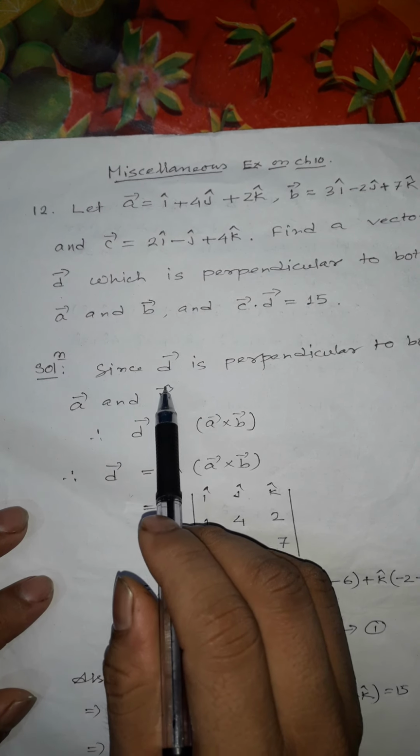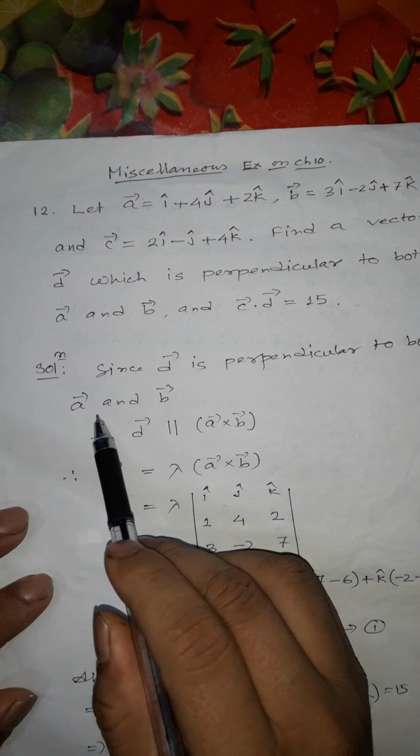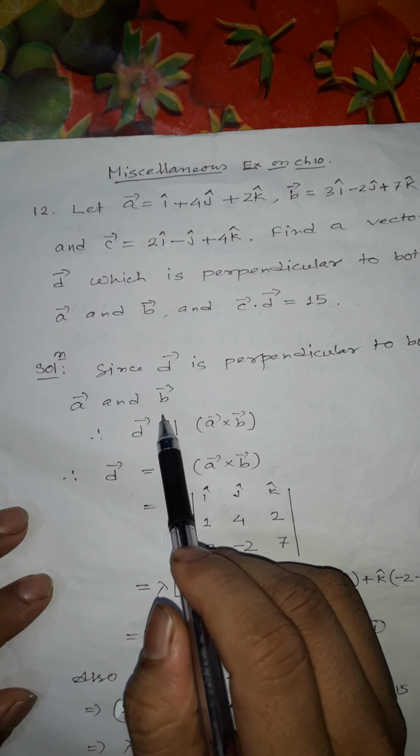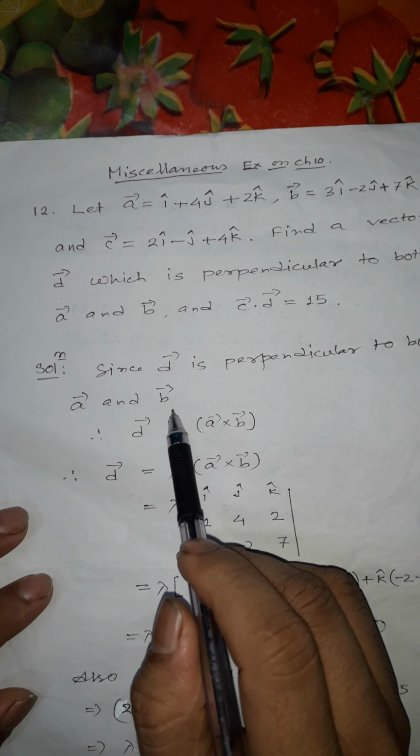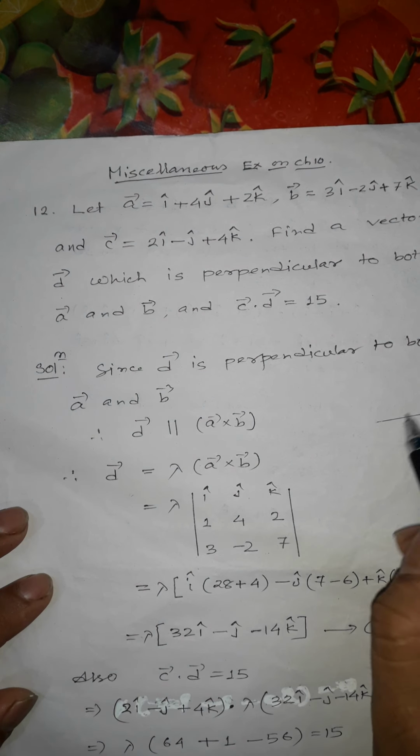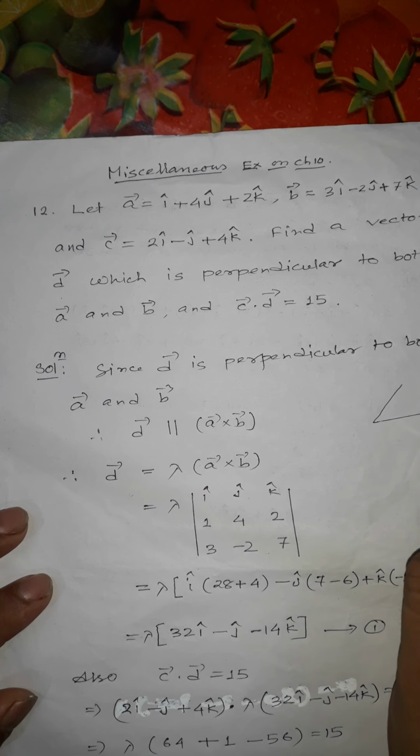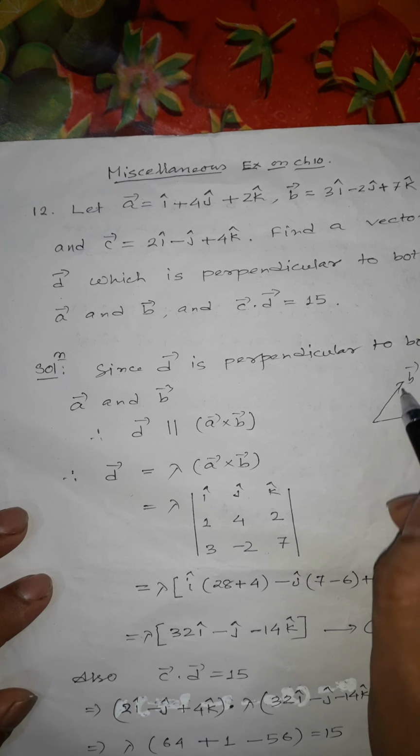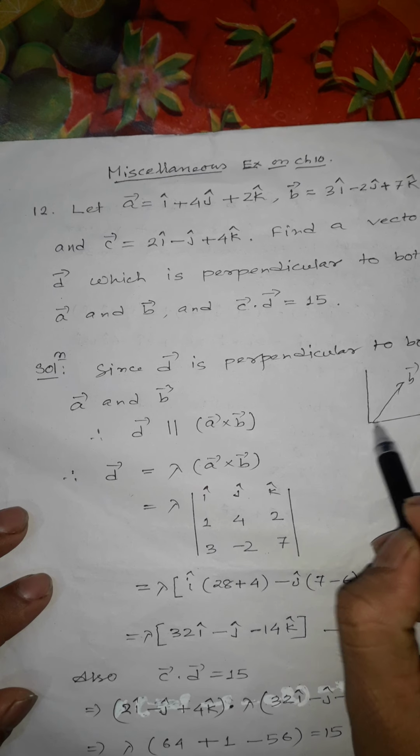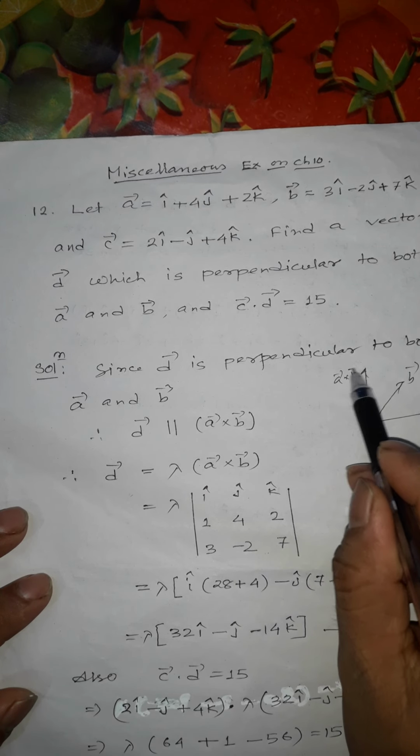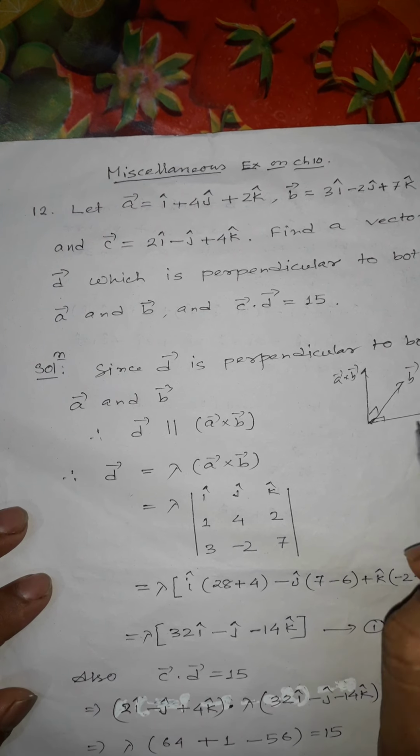Given that vector D is perpendicular to both A and B, and we know that A cross B is perpendicular. This is vector A and this one vector B, suppose. So vector A cross B is perpendicular to both A and B.